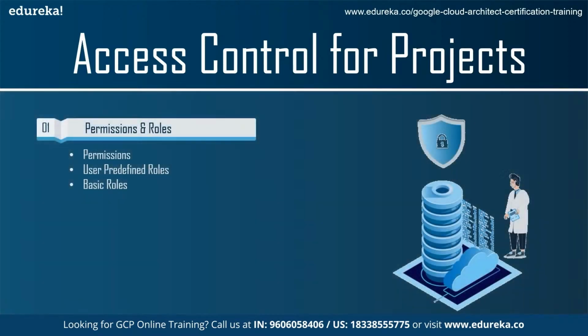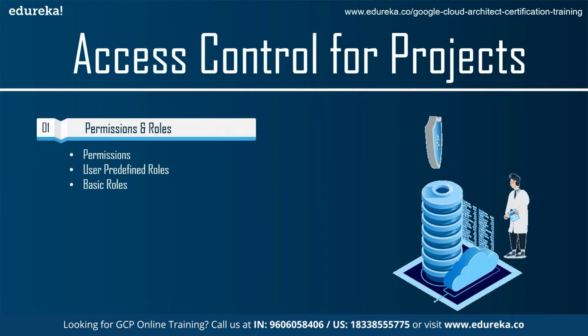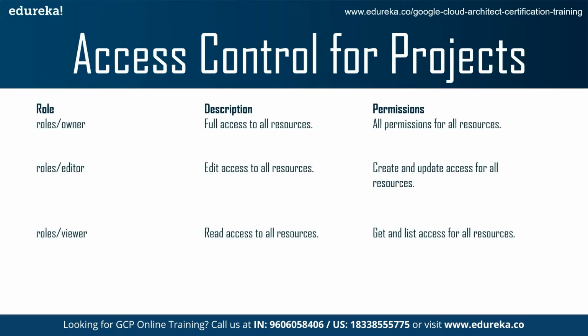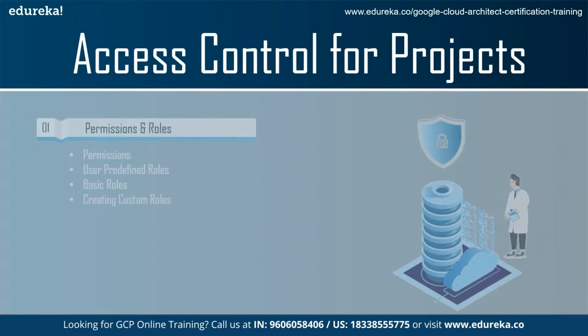And then there are basic roles. These roles are very powerful and include a large number of permissions across all Google Cloud services. You can see for Owner, Editor, and Viewer, if you look at the resource hierarchy, they are the highest roles. For Owner, all permissions for all resources are given. Then for Editor, create and update access for all resources. And with the Viewer role, you get get and list access for all resources. You can also create custom roles.